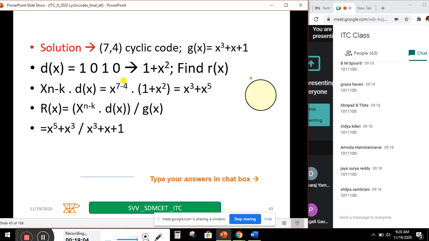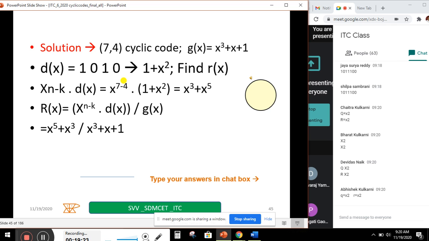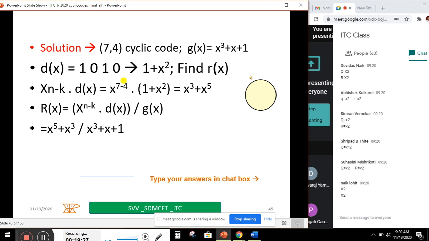So you can type Q and R or you can type the code directly. Today's class strength is more, 63 students are there. Happy to see a good strength. Chaitra has typed, and most of them are getting the same, x square.